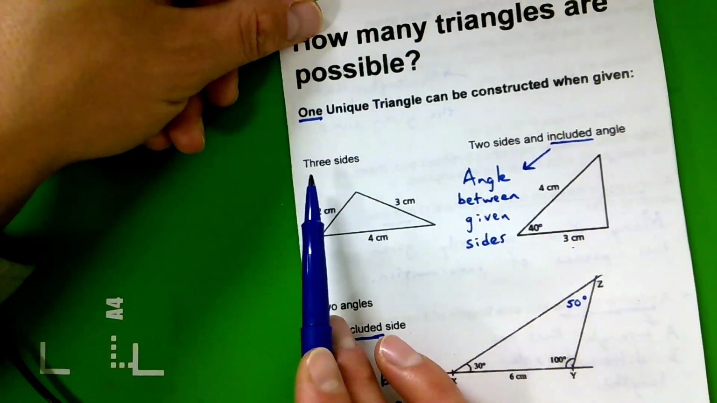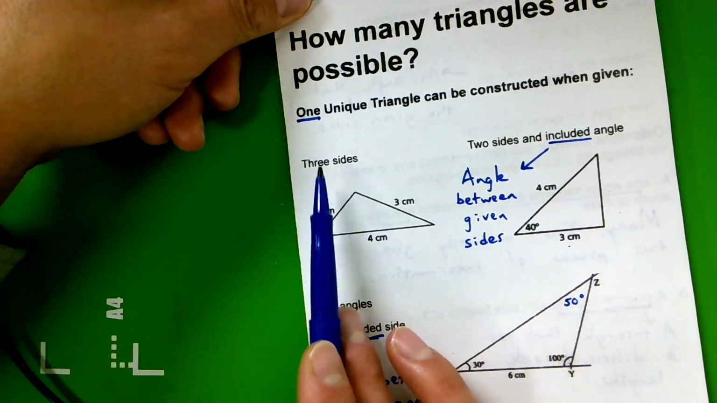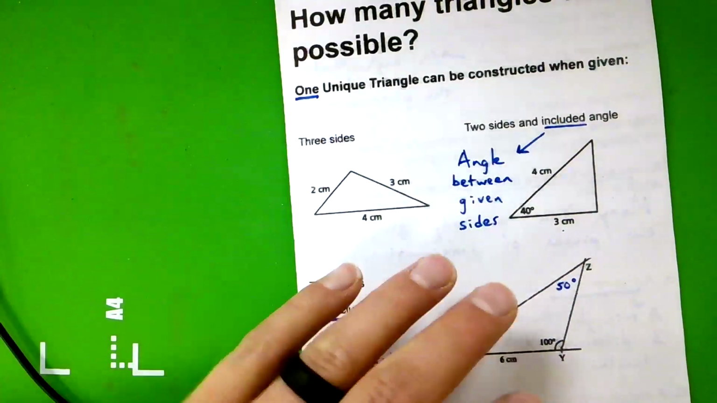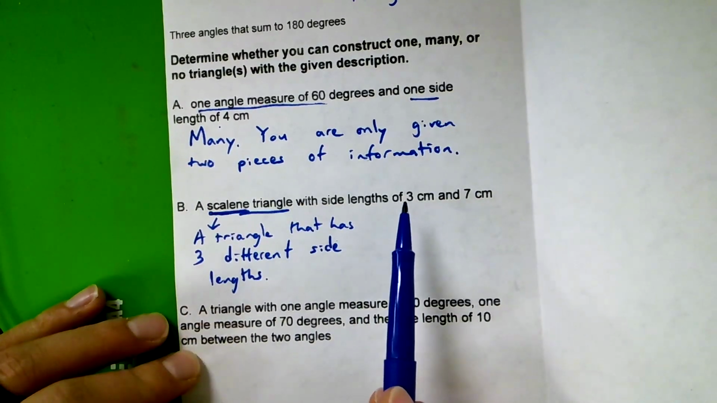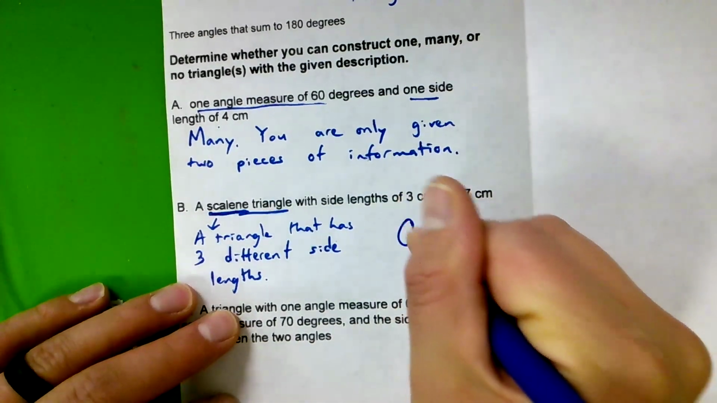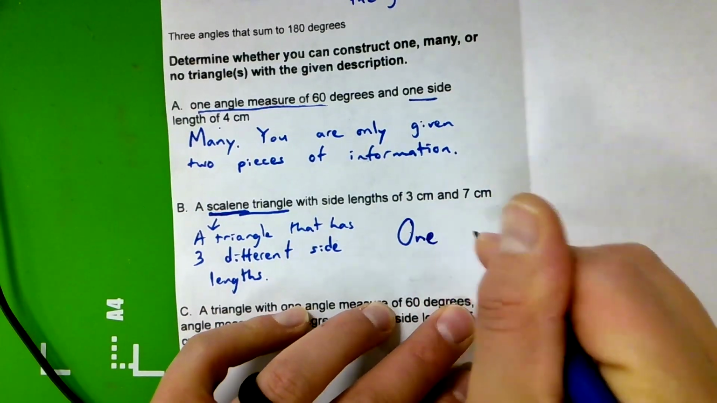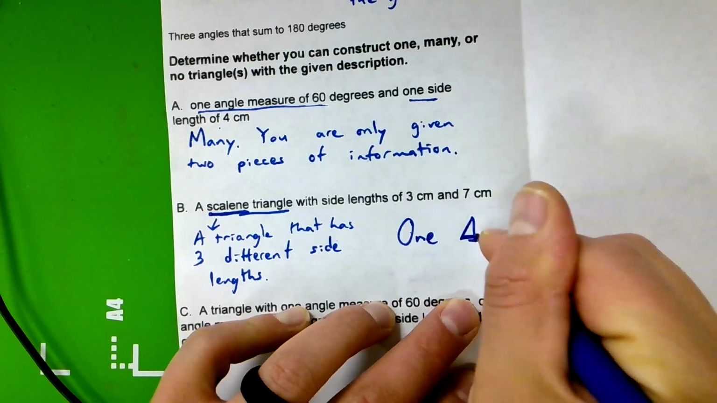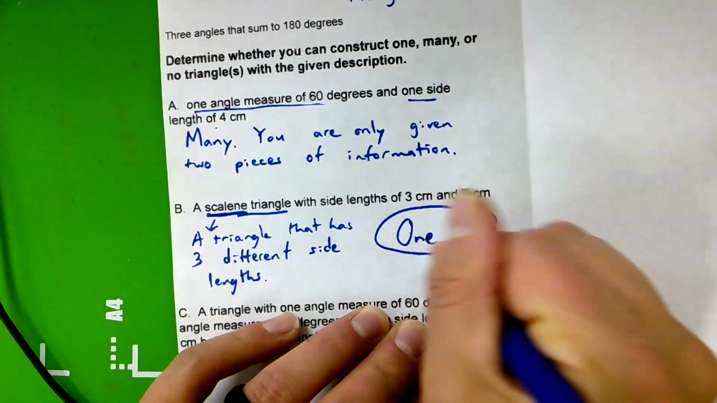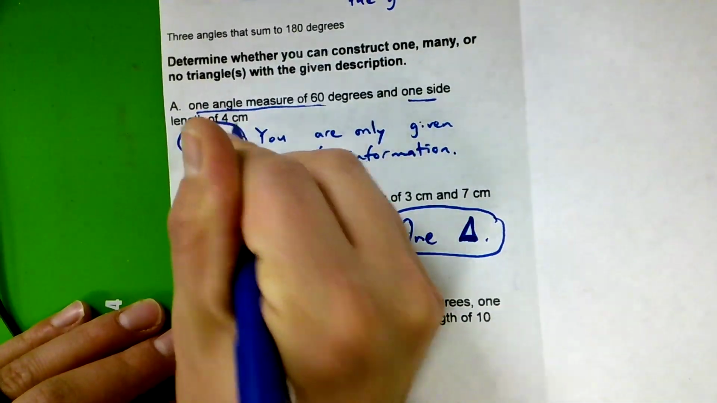So, if we are given 3 different side lengths, I'm going to refer you to the front page. Look, we can make one unique triangle if we are given 3 different side lengths. Now, it doesn't tell us what that last side length is going to be, but we know that it has to be different than 3 and 7. Okay? So, your answer here would be 1 triangle. Oops, I didn't make a great triangle. There we go. 1 triangle. This one up here was many.